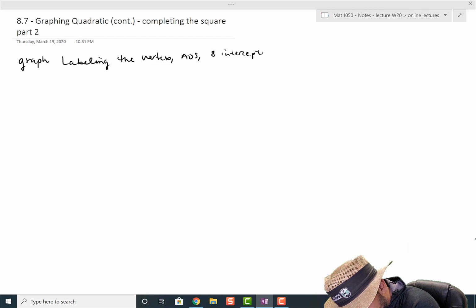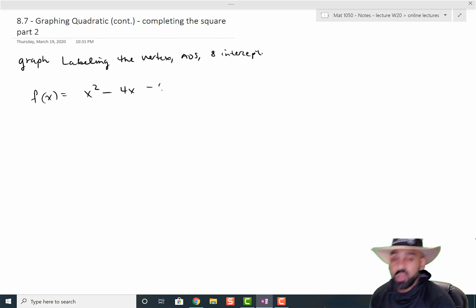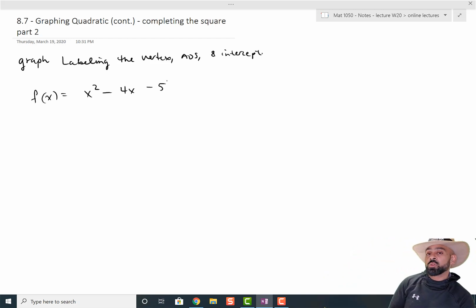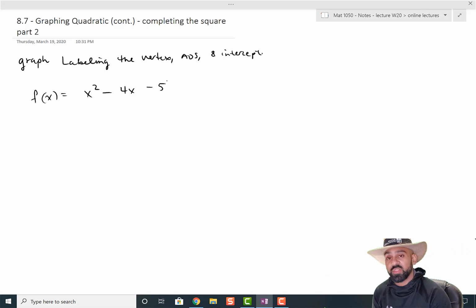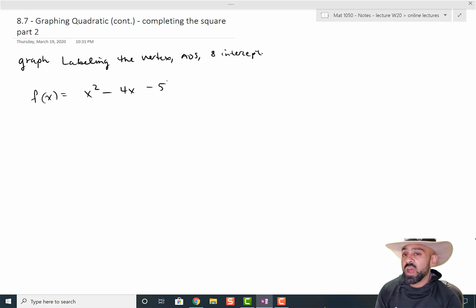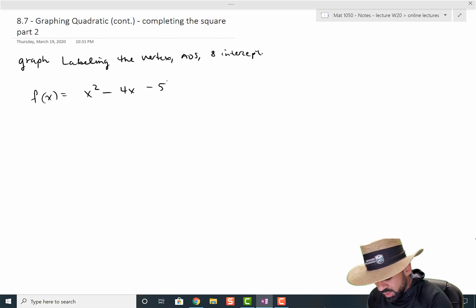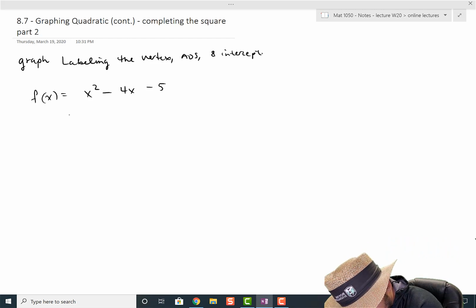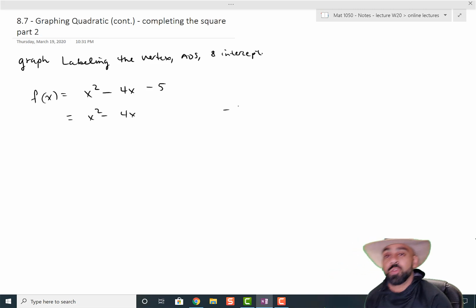So first things first, they give you a problem that looks like this: f of x equals x squared minus 4x minus 5. And you're like, well, holy moly, I don't know what the vertex is. Well, good news is that the coefficient is 1, so technically right now, you know enough to wiggle your way through life, okay? So what you do is you'd give yourself some space for x, and then you'll take this minus 5, and you'll throw it all the way over there.